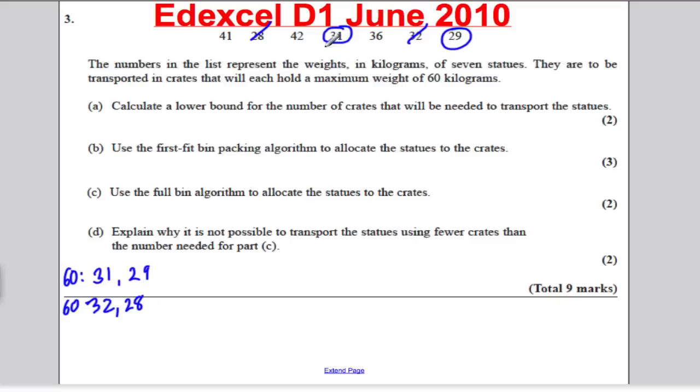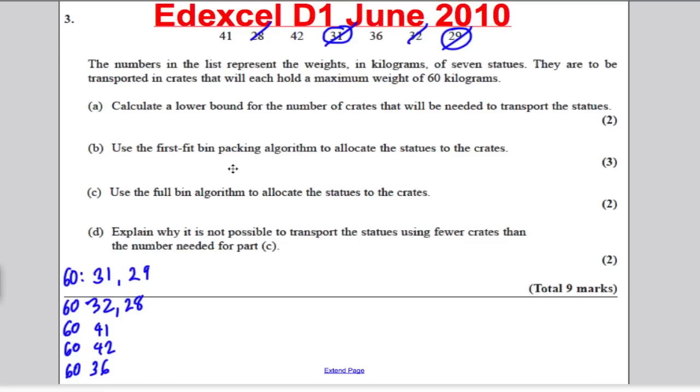So we've done those. And anything else, the rest unfortunately don't fit into. So the rest would unfortunately end up being on their own. So you'd have a 41, a 42 and a 36 left over. That done.